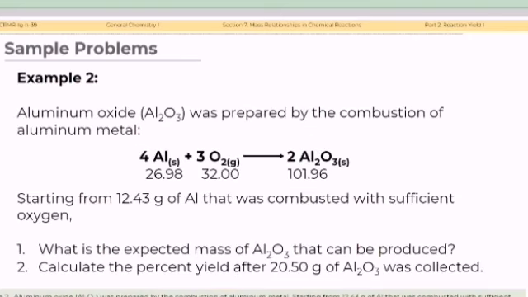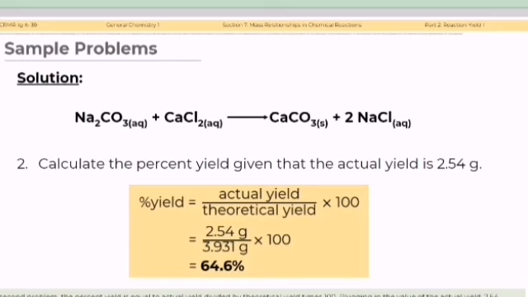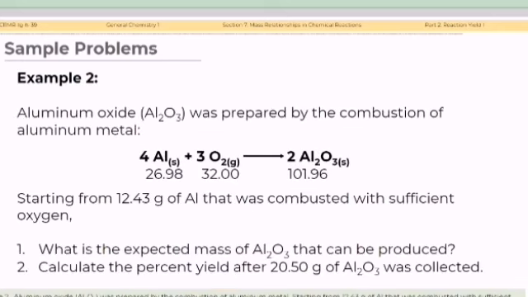Example number 2. Aluminum oxide was prepared by the combustion of aluminum metal, starting from 12.43 grams of aluminum that was combusted with sufficient oxygen. Question number 1. What is the expected mass of aluminum oxide that can be produced? And 2. Calculate the percent yield if 20.50 grams of aluminum oxide was collected.